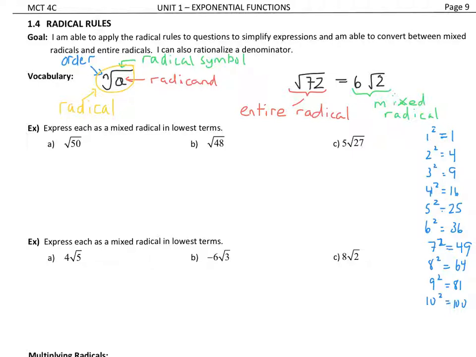Okay, I've just listed the first 10 perfect squares. If you can put those in your memory bank, it's really helpful, because we need those perfect square numbers to help us write things in their mixed form.